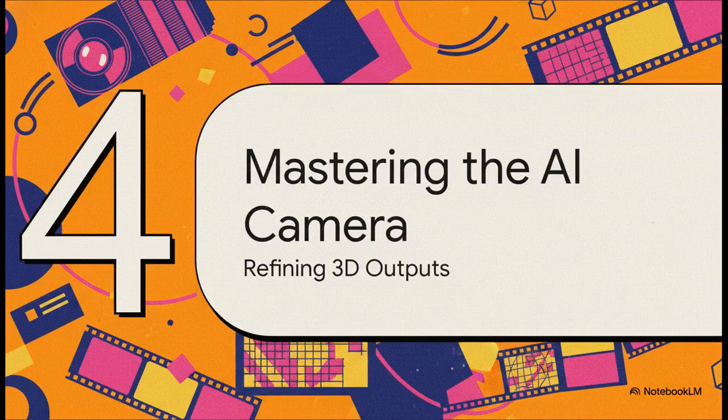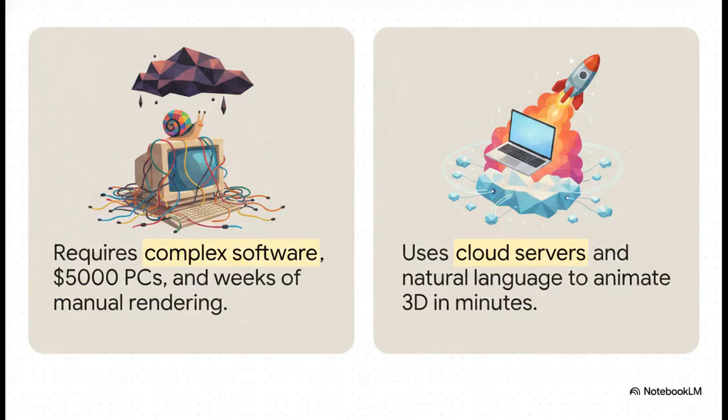And that brings us to our final section, Mastering the AI Camera. This is where we refine the raw output. The contrast in workflows here is just stark. Think about traditional 3D character animation. You're talking about complex software like Blender, insane learning curves, weeks of rendering time, and needing a $5,000 computer just to run it. AI 3D animation completely flips the script.